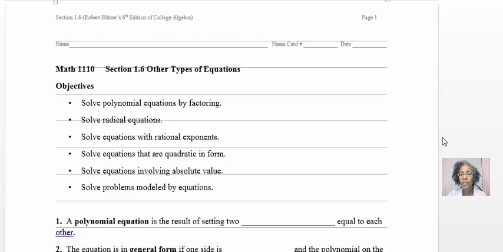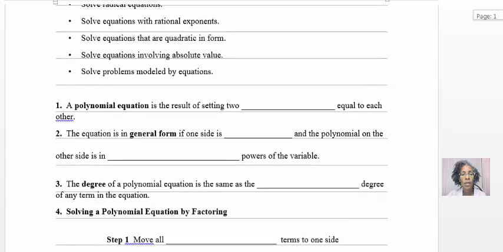Okay, let's take a look at this worksheet for section 1.6. And notice that the objectives of this section are to solve polynomial equations by factoring, solve radical equations, solve equations with rational exponents, solve equations that are quadratic in form, solve equations involving absolute value, and to solve problems modeled by equations. So those are all the things that are covered in this section.